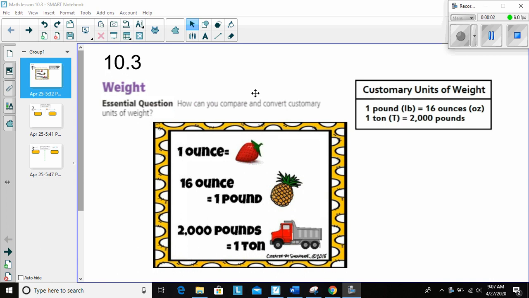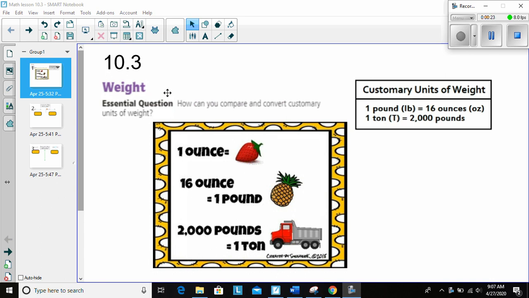Hey guys, let's start lesson 10.3. 10.3 is continuing on with measurements, customary units still. So customary, remember, is the type of measurement we use in the United States. This time, lesson 3 is going to be about weight. So how much things weigh.